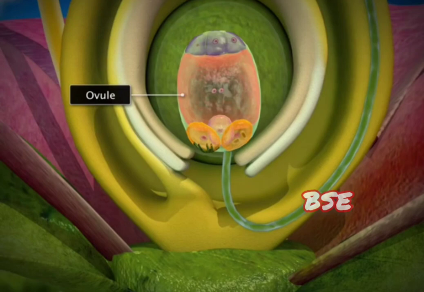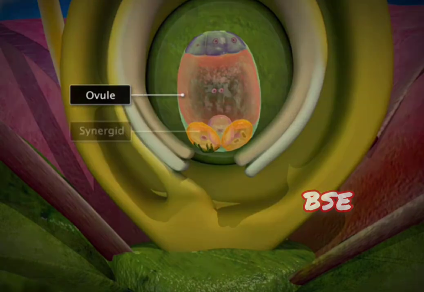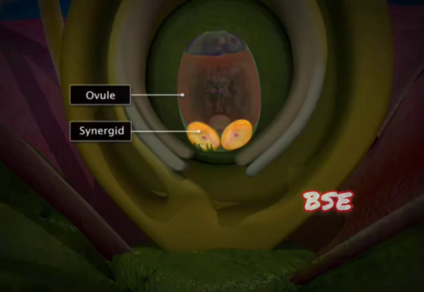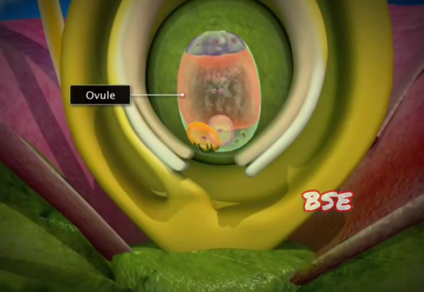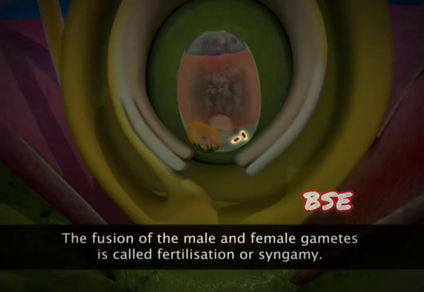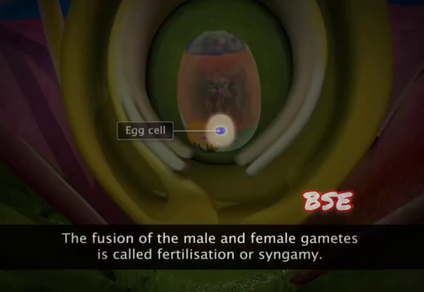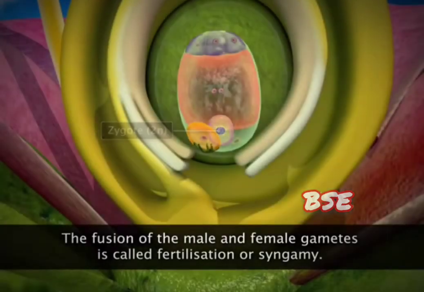On reaching the embryo sac, the pollen tube disintegrates and the two male gametes enter the embryo sac through the synergids. This causes the synergid cell to rupture. One of the two male gametes fuses with the egg cell to form the diploid zygote. This process is called syngamy.